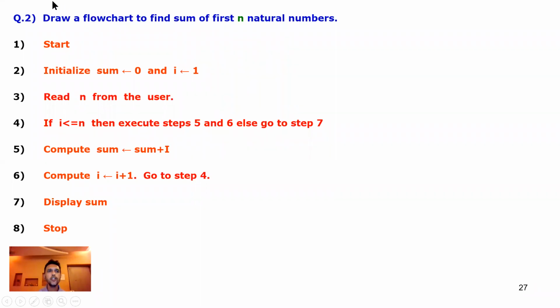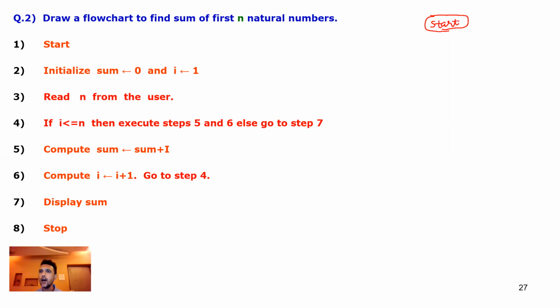All right, so the question says, draw a flowchart to find sum of first n natural numbers. Now we have already done this algorithm, and once again we'll convert the algorithm into flowchart. Now this time I want you all to be a little fast. Come on, tell me step number 1 will be with symbol. Rounded rectangle. Very good. So within a rounded rectangle, I will write start.